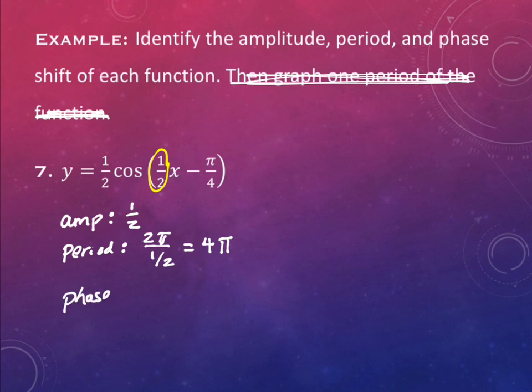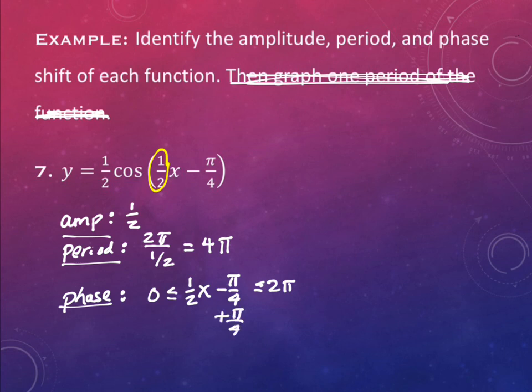Now, our phase shift. For our phase shift on this one, we're going to set it up 0 and then 2 pi, right? It is still 2 pi, by the way. I realized that I just told you that the period was 4 pi. All of that will flesh itself out when we solve this inequality. So you don't need to set it up any differently. It's always 0 to 2 pi. So 1/2 x minus pi over 4. All right, so for starters, we're going to add pi over 4 to all three sides.